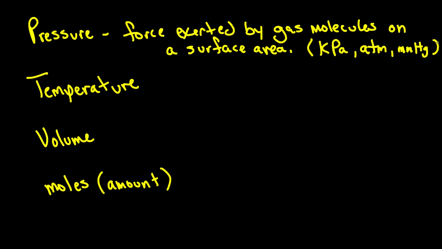Now temperature, everybody should know what temperature is. That's how hot or cold something is. So as these gas molecules gain energy or lose energy, that affects their movement. If you heat up a gas molecule, it moves around more, it bounces around more frequently, and it causes more collisions. Or vice versa, if you cool it down, then that molecule will slow down. There'll be less frequent collisions and bouncing around.